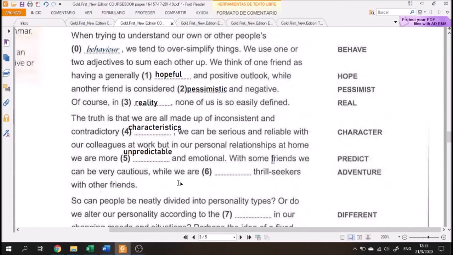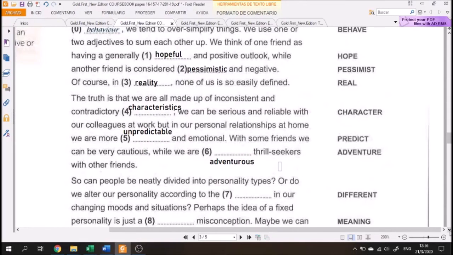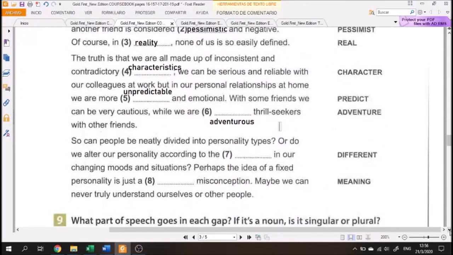With some friends, we can be very cautious, while... the contrast is adventurous. These adjectives were in the quiz, remember? While we are adventurous thrill seekers with other friends. Do you remember this term? Thrill seekers, when you are all the time looking for excitement. So can people be neatly divided into personality types, or do we alter our personality according to the... in our changing moods and situations?